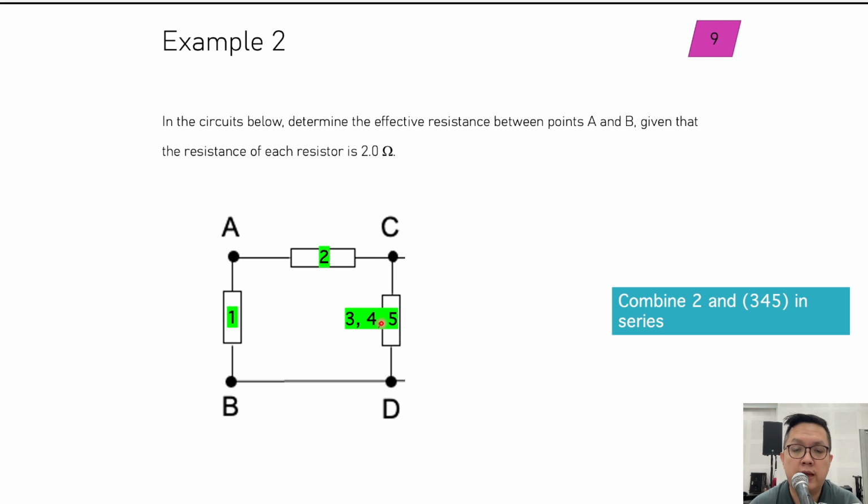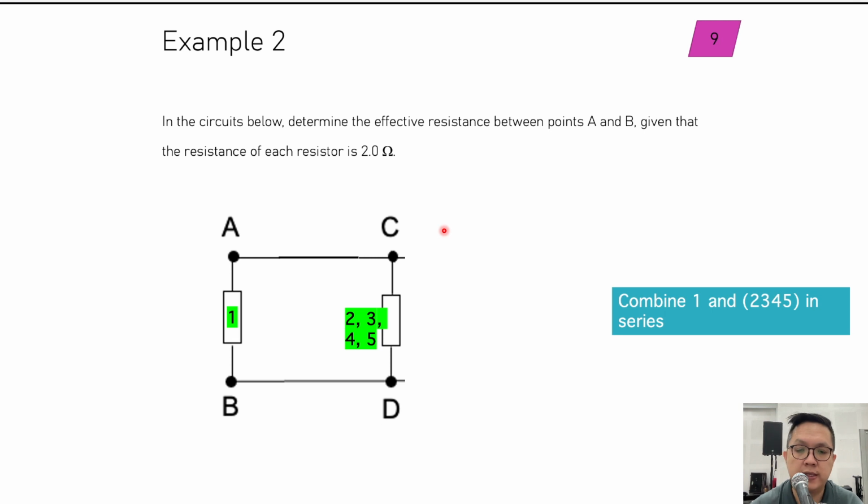Okay, so once you have this, you can see that now across AB, there is one branch this way. There's another branch that goes this way. Alright, so now we can combine 2 and the effective resistance of 3, 4, and 5 in series. Alright, and then we form 1 mega resistor here, 2, 3, 4, 5. Okay, once you have that, you can basically combine in parallel, not series.